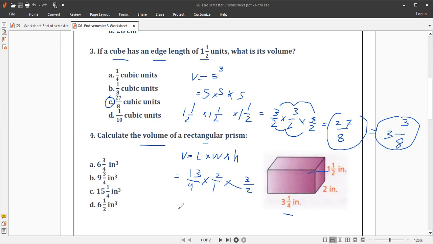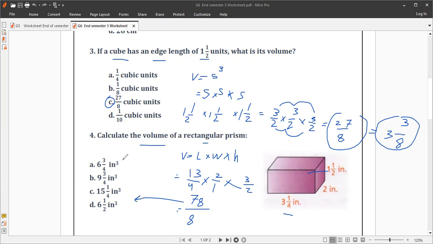Now we multiply the numerators up and we multiply the denominators down. 13 times 2 is 26, 26 times 3 is 78. Now 4 times 1 times 2 equals 8. So we check the answers now.